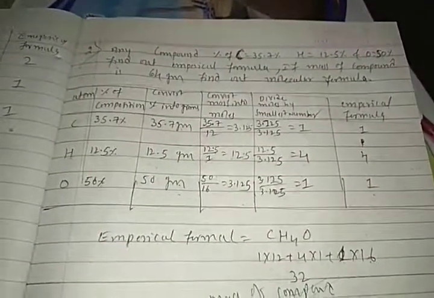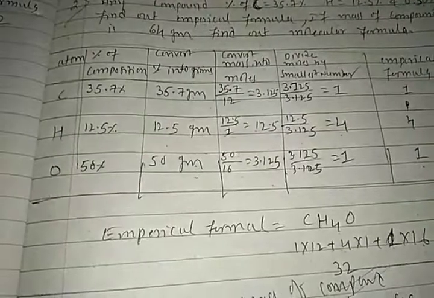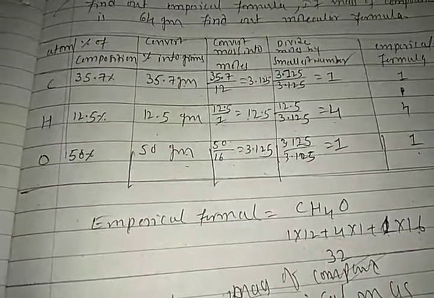Right, so in this second method, we have to find out the empirical mass and molecular mass of the compounds. Right, students. If you find any doubt in this empirical formula topic, then ask me, students. I will try to reply to your questions. Right. Okay. Thank you, students.